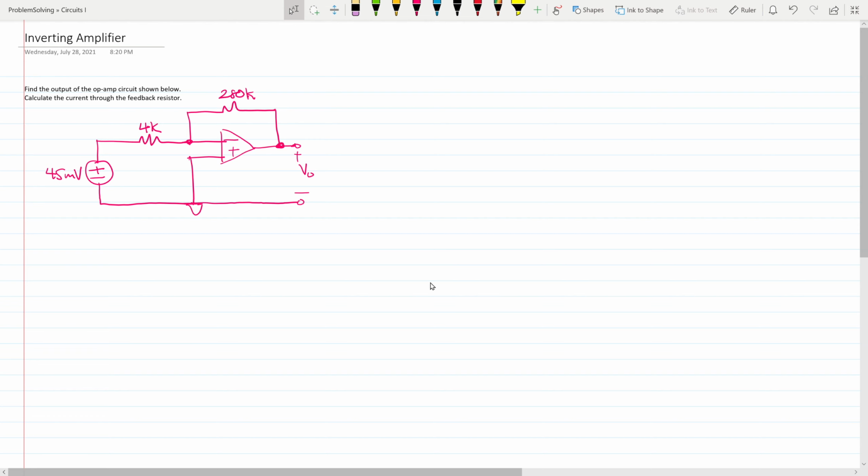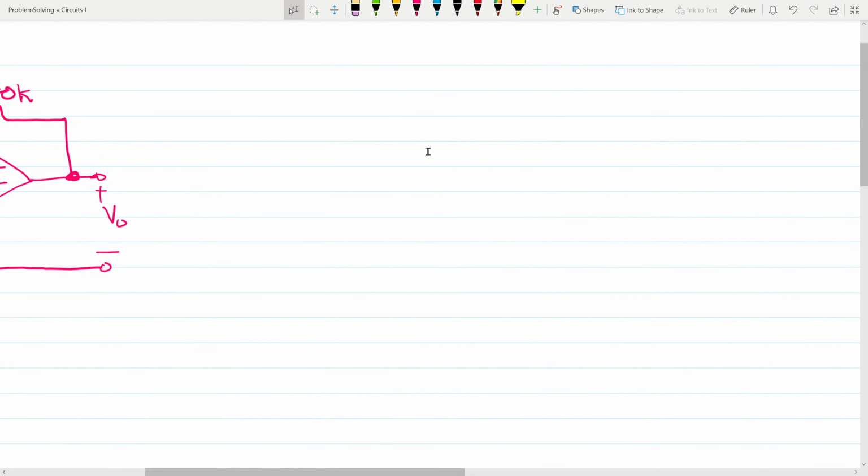Alright, hi everyone. In this example we are going to review the inverting amplifier as our introduction to operational amplifiers. So before we begin, just a quick reminder or an intro to how op-amps work. So let's ignore that problem for now.